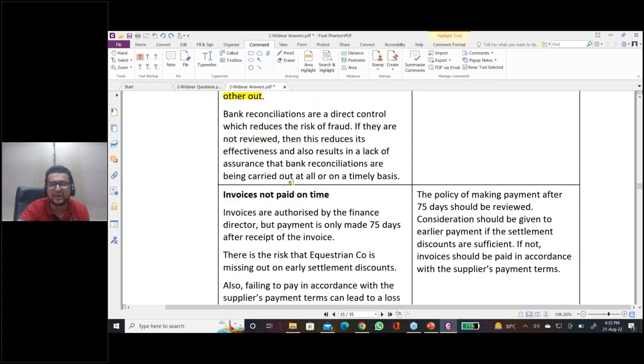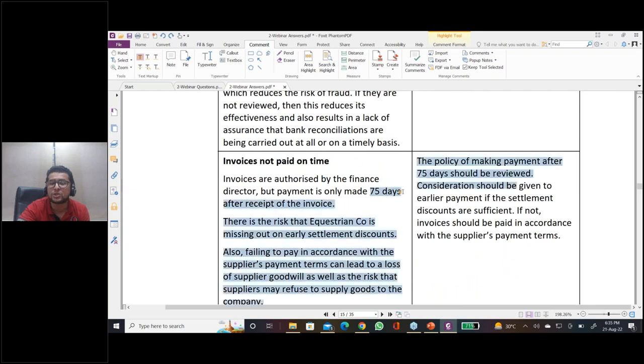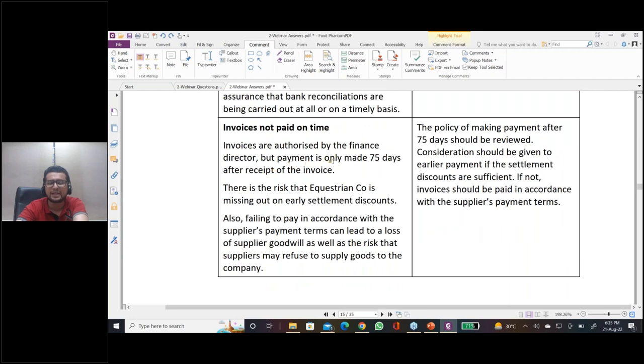But there is a deficiency as well, and the deficiency is they are making the payments too late after 75 days. So invoices are authorized by the finance director, but payment is only made after 75 days. There is a risk that the company is missing out on early settlement discount. There is a risk because of too late payment, the company is compromising on the supplier goodwill, and in the longer term, the supplier may refuse to supply the goods at all. What should be the recommendation? The company needs to review their policy, and they need to consider the early settlement discount, and they need to make sure they are not offending the suppliers.